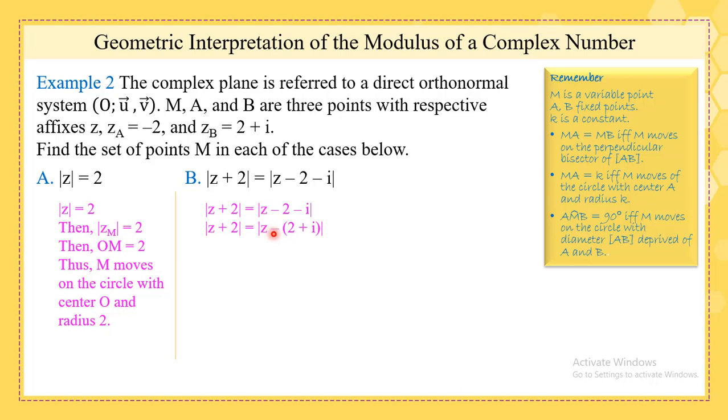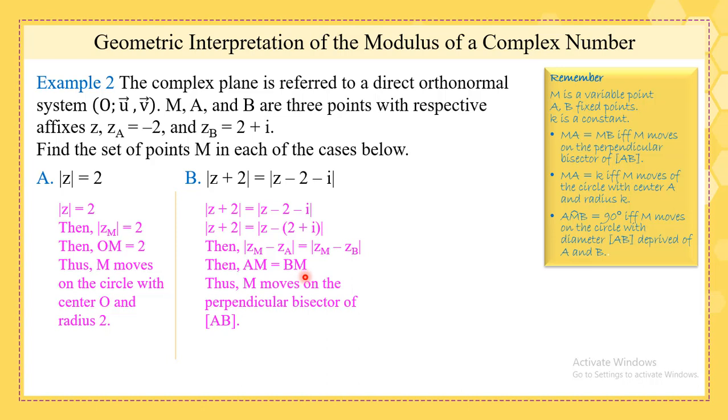Remember, we must always have z minus z of a certain point. So we get zm minus za is equal to zm minus zb, if we replace negative 2 by za and 2 plus i by zb from the beginning. So from here we can say that AM is equal to BM. So M moves on the perpendicular bisector of segment AB.